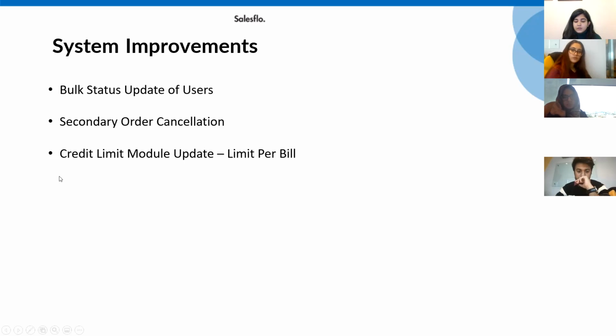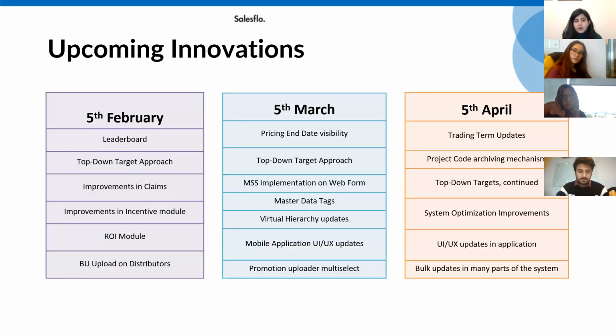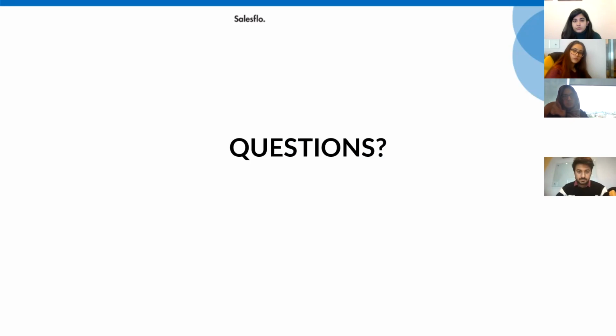So that is all from our side in terms of the developments that we've done in the January release. If I show you the upcoming innovations, this is what the 5th February pipeline looks like, and roughly what the March and April pipeline looks like. Now we'll be moving on to taking questions.